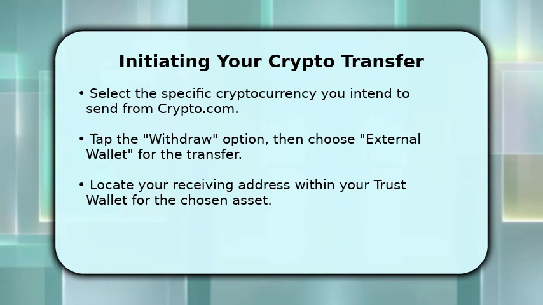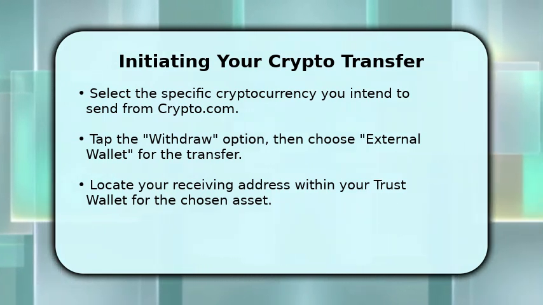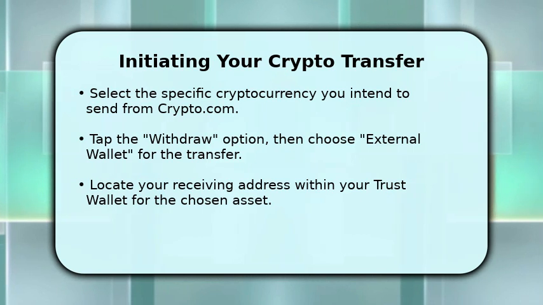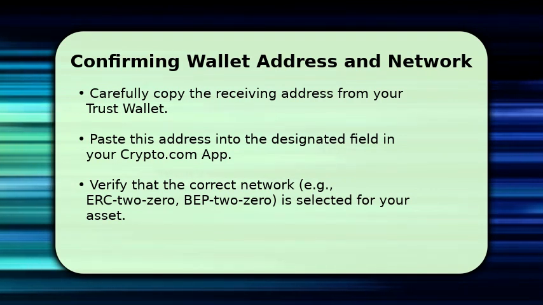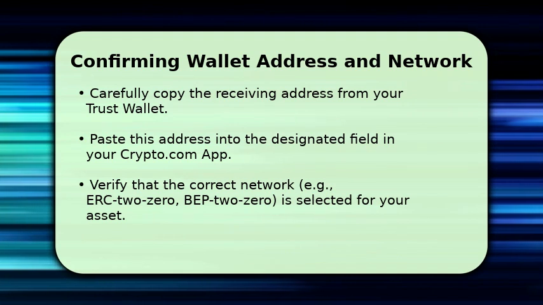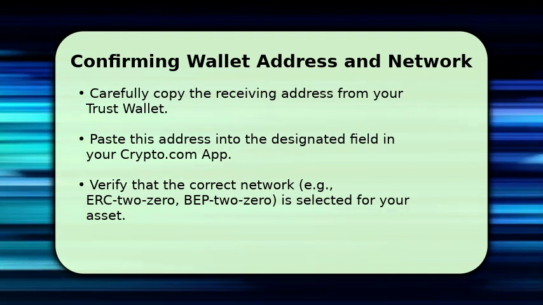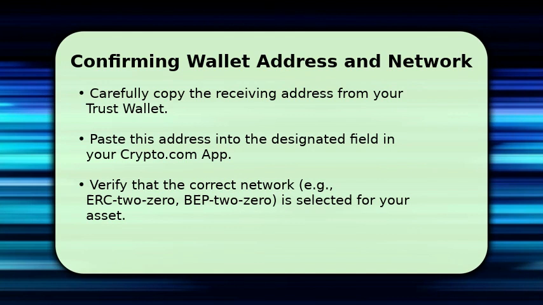Simultaneously, open your Trust Wallet and find the correct receiving address for that exact cryptocurrency. This step is crucial for a successful transfer. Carefully copy the unique receiving address from your Trust Wallet. Then, paste this exact address into the corresponding field within your crypto.com app. It is absolutely vital to double-check that the network selected in crypto.com matches the network of your Trust Wallet address. For instance, ERC20 for Ethereum. An incorrect network could lead to permanent loss of funds.